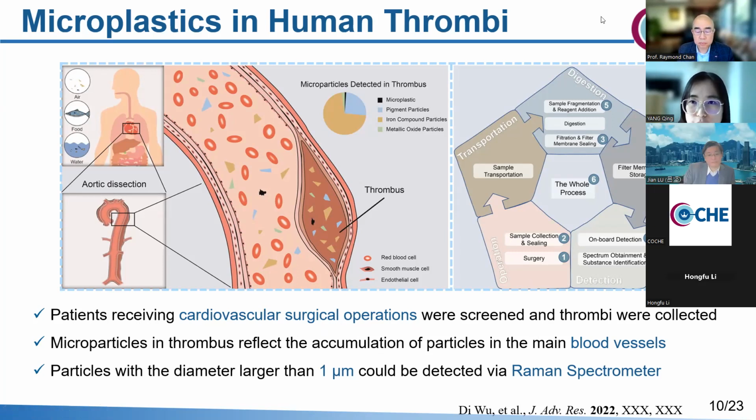This figure shows the whole detection process, which includes collection, sampling, and digestion of the sample with potassium hydroxide, then enrichment of the microparticles via membrane filtration, and then detecting the microparticles via the Raman spectrometer. Because the Raman spectrometer has a higher resolution, particles with a diameter larger than 1 micron can be detected.